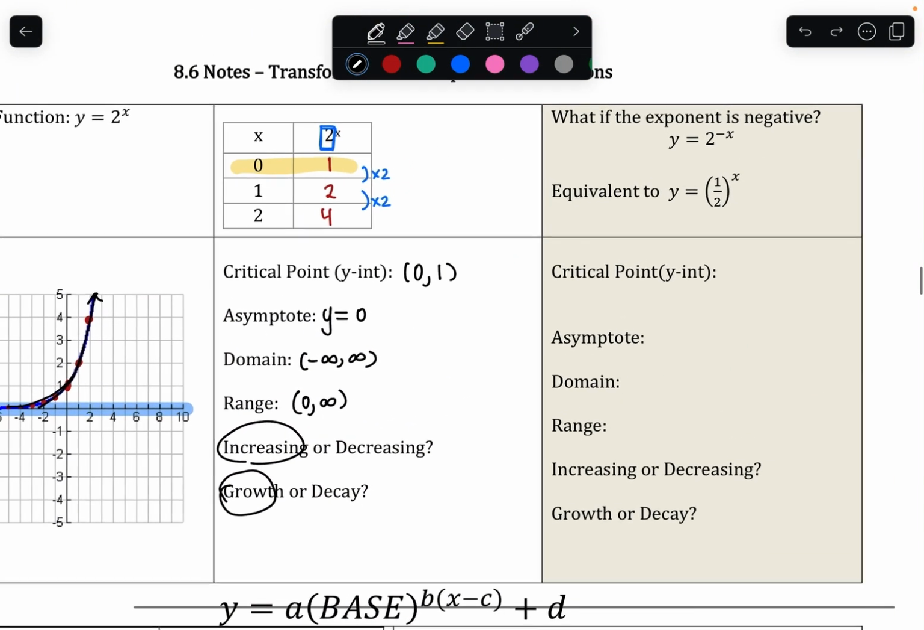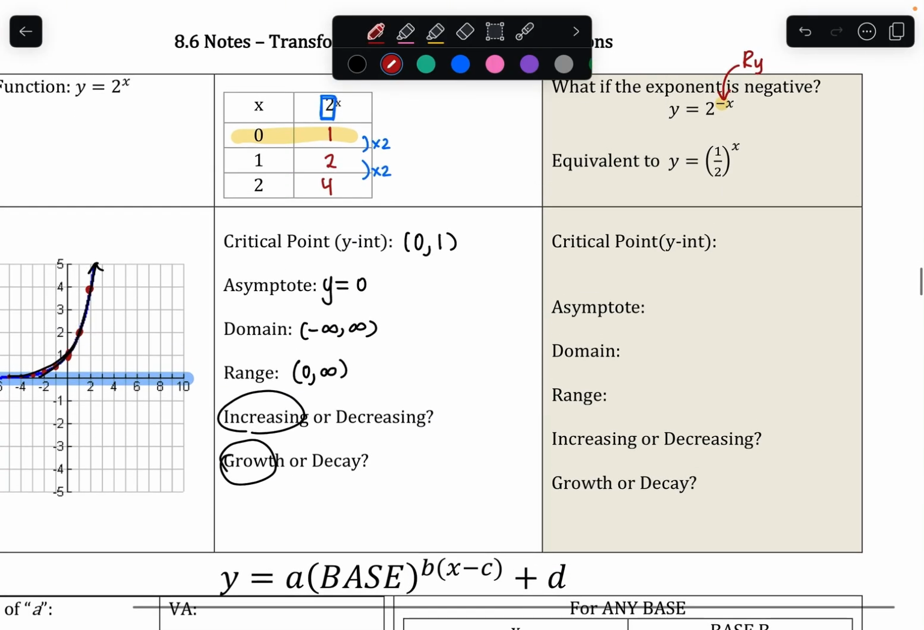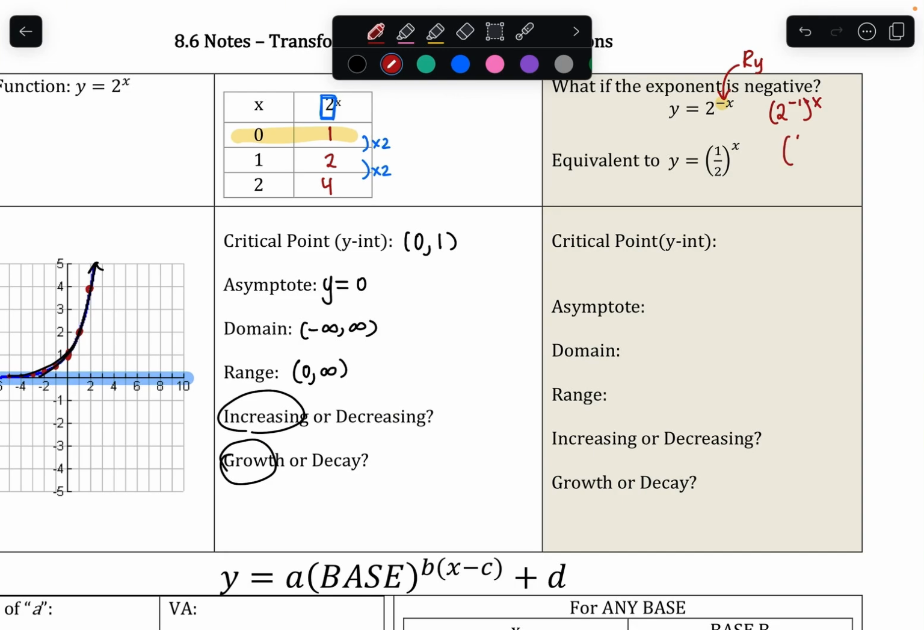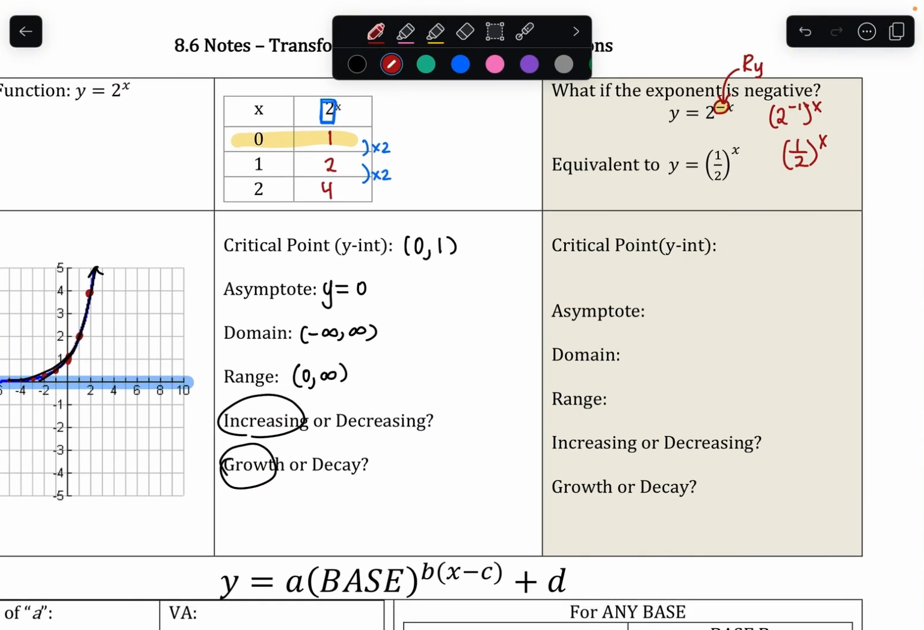All right, so now let's talk about if we have a negative x. On one side, we know that a negative right in front of the x is considered a reflection across the y-axis. We also know that we could rewrite that as 2 to the negative 1 x, just separating the negative from the x. And 2 to the negative 1 power is the same as 1/2 to the x. Okay, and so that changes our base. Anytime you have a negative exponent, it's going to change your base to a fraction.